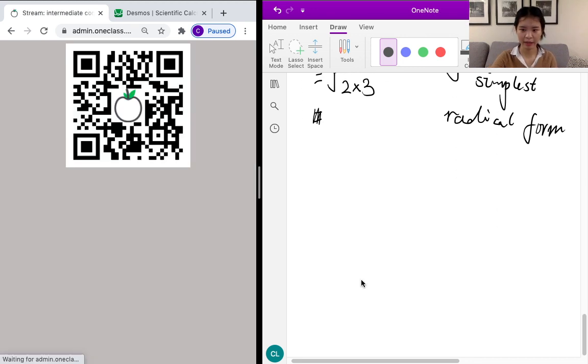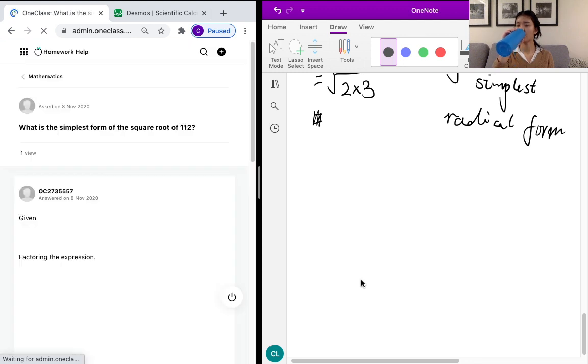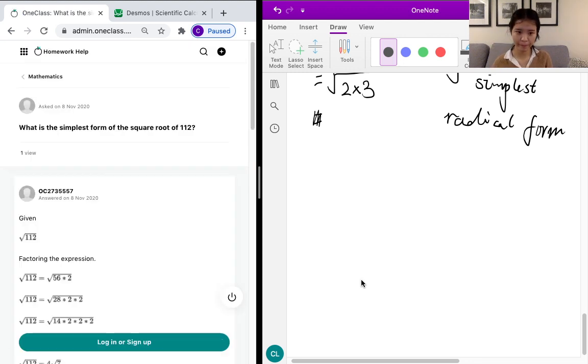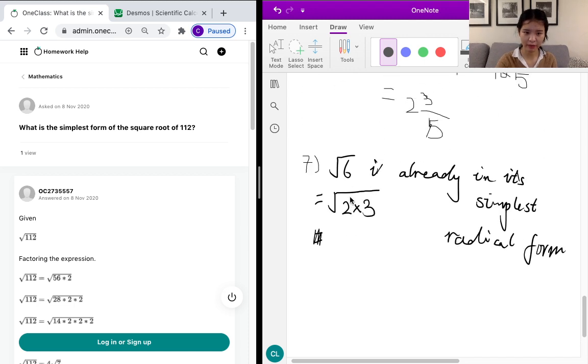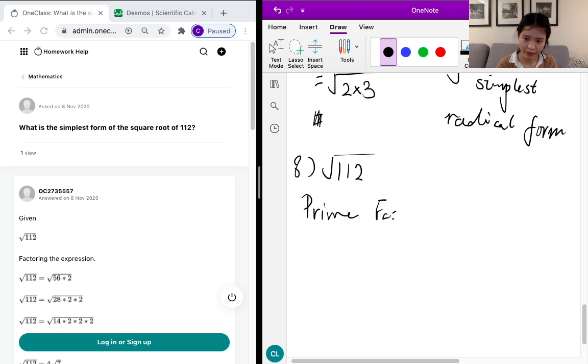Let's move on to our next problem. The next question asks us, what is the simplest form of the square root of 112? So our eighth problem here is asking us for the simplest form of the square root of 112. Again, we use prime factorization.